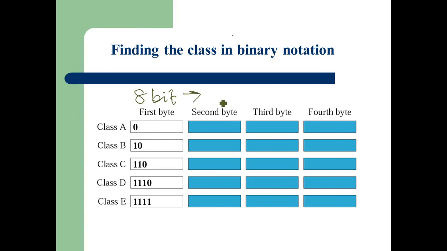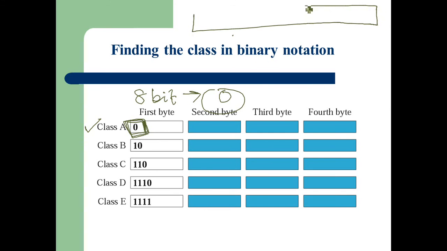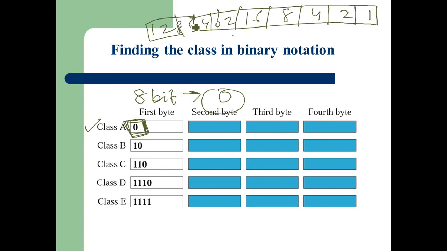Now if it starts with 0, that means it belongs to class A. So what do I mean by this? In the first block, the first bit is fixed with 0. If you see the values of all the 8 bits, the first one is 1, the second one is 2, then 4, then 8, then 16, then 32, 64, and then 128.